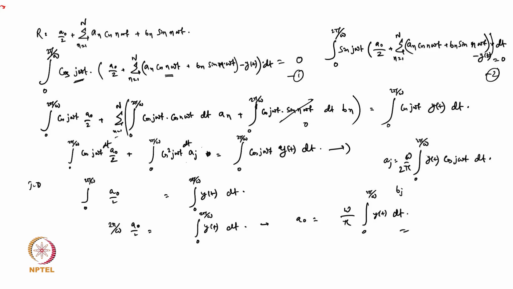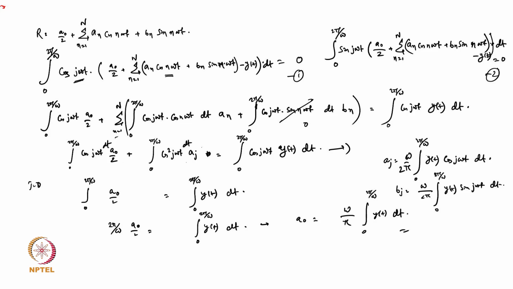And what will be your bj? bj will be omega by 2 pi, again the integral from 0 to 2 pi by omega of y of t sine of j omega t dt. Okay, that way the things will come.